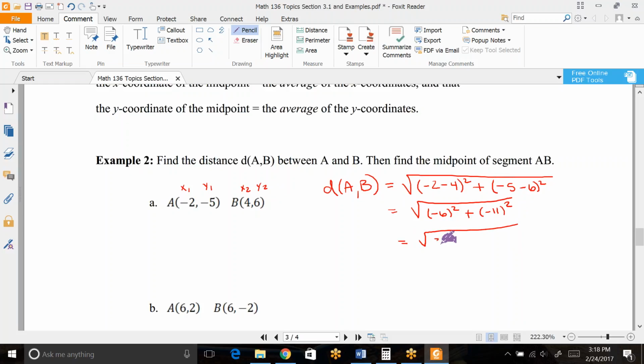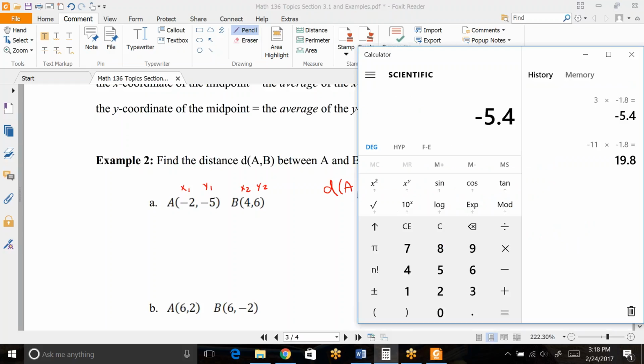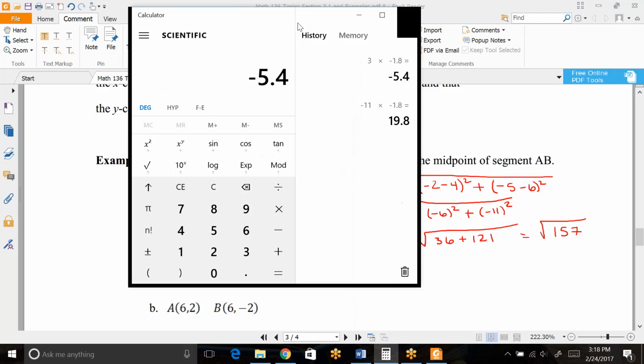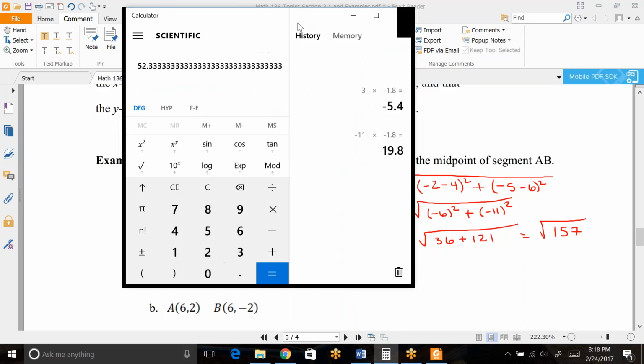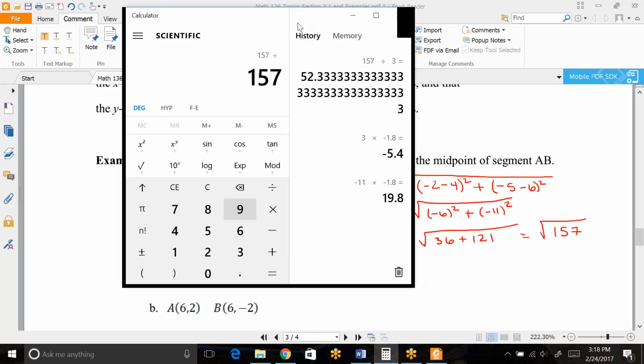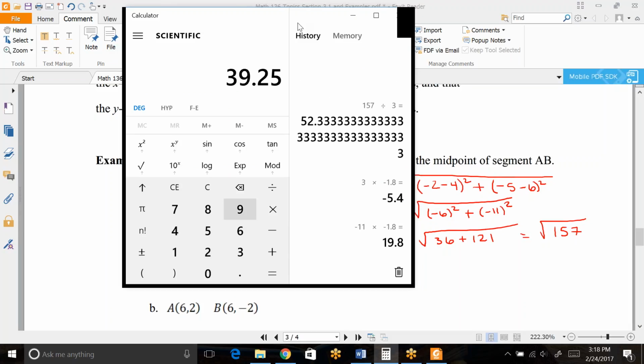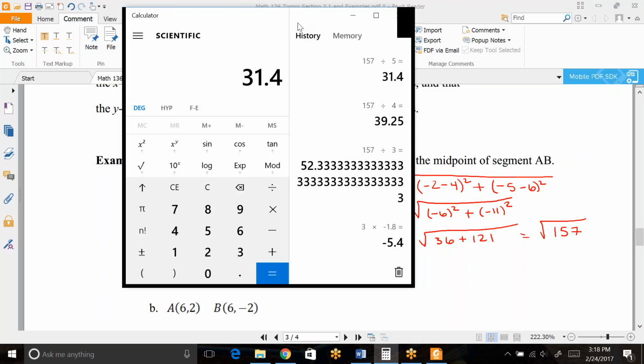Negative 6 squared is 36. Negative 11 squared is 121. And that gives us 157 underneath. So square root of 157, we do need to check and see if that has anything that goes into it. So 157 is not divisible by 2, not divisible by 3. It's because you're not going to know if it's prime or not just staring at it. Not divisible by 4. Notice as I divide, this gets smaller and smaller. 5, not divisible by 5. See, I went from having a 39.25 to a 31.4.